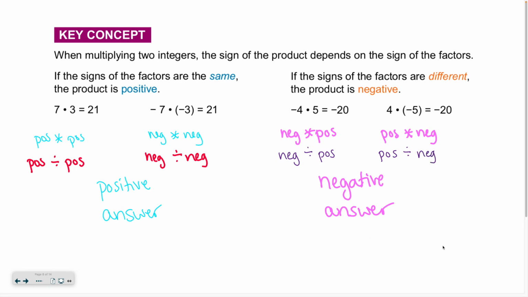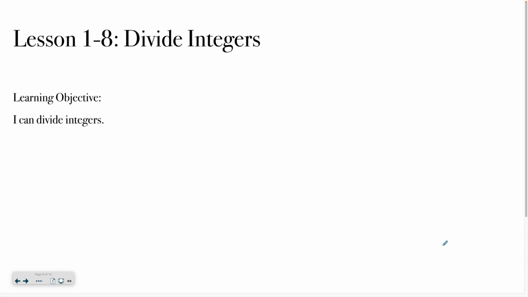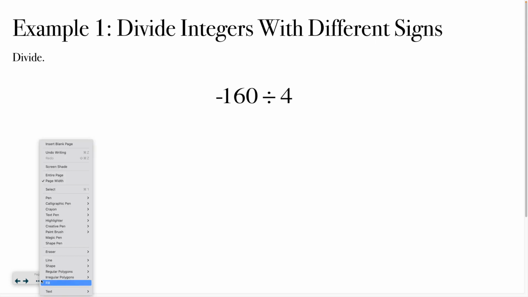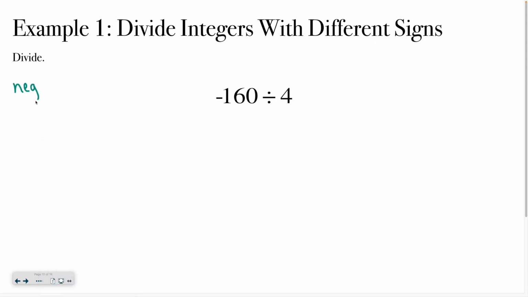So the rules are exactly the same for multiplication and division, which is why I like to group these two lessons together. Okay, so let's divide negative 160 divided by 4. Well, first of all, I see I have a negative divided by a positive. So since the signs don't match, they're different, I know my answer is going to be negative.